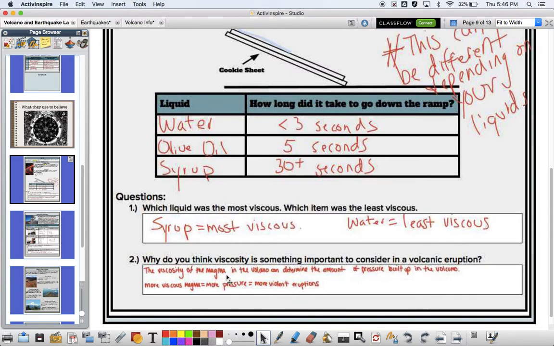Now, viscosity determines the eruption. Eruption determines the type of volcano. And I'll discuss that in closer detail in the next station.